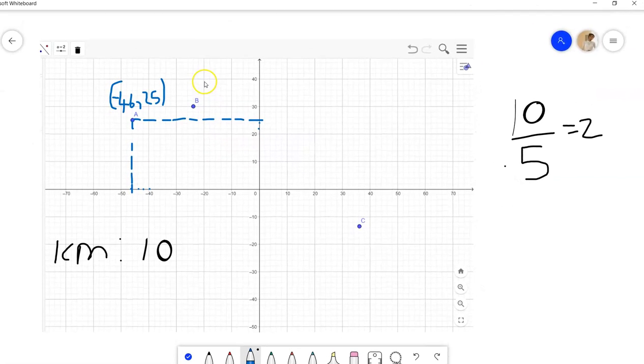Part B. Same procedure, draw your broken line from the point down to the x-axis. So it's right here. So let's go to the nearest line. Negative 20, negative 22, so that would be negative 24. And then we can go across for the y value, and easily that is 30.